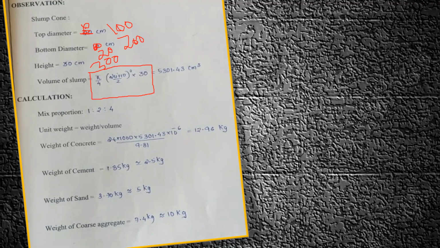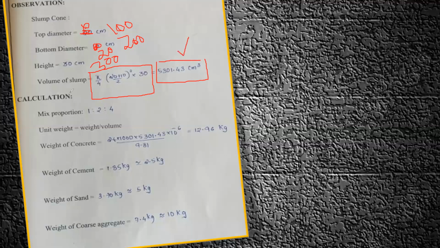20 is your bottom diameter plus top diameter divided by 2, squared, into the height. Height is what you need to do, right? So you know how to put this formula. This is (a plus b by 2) whole square into height. Once you put the formula, you're going to get how much amount of concrete you need to take. So this is the volume of a slump. That means it is going to give this much amount of concrete you need to prepare so that you can fill the cone.